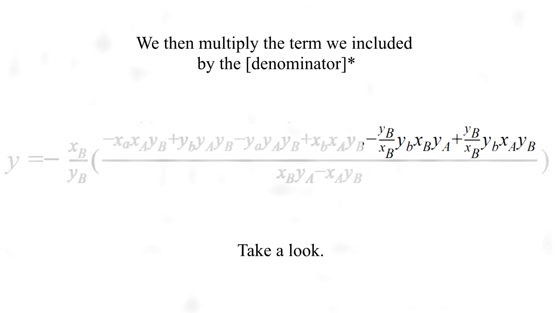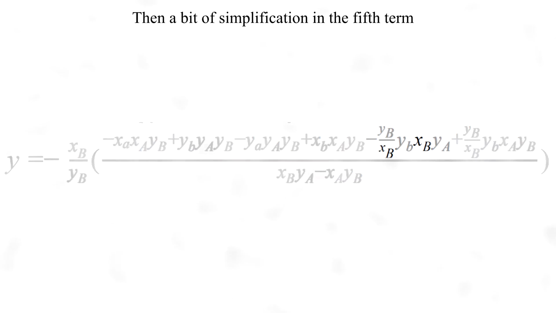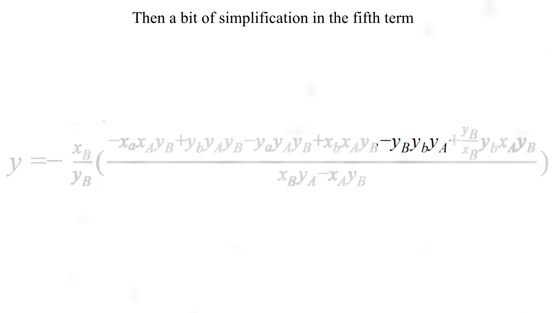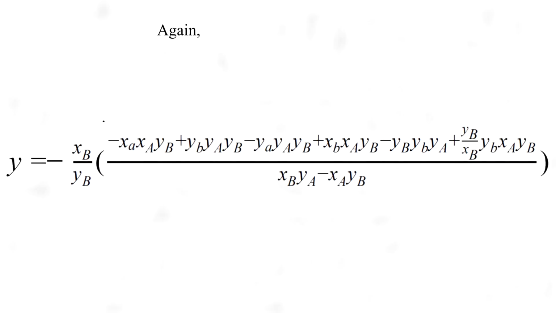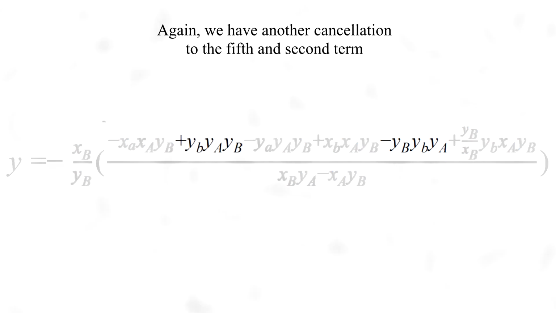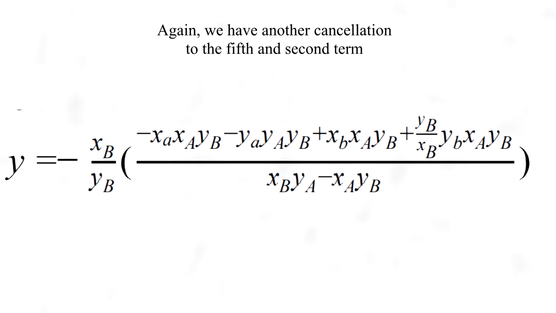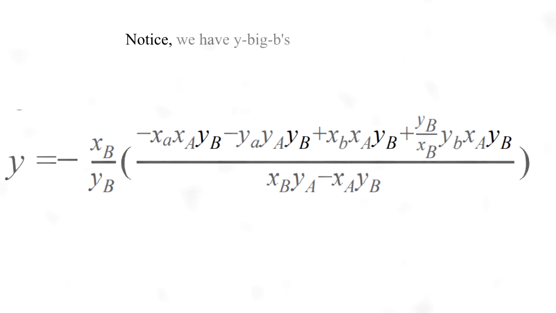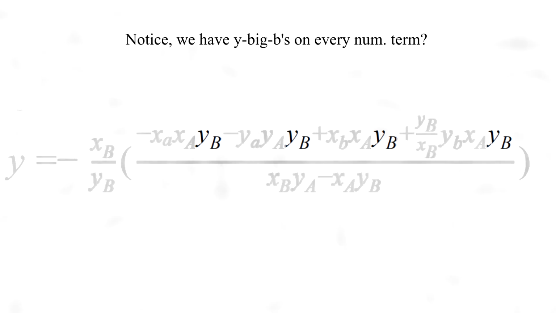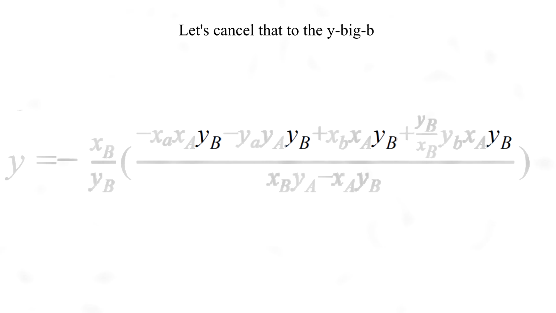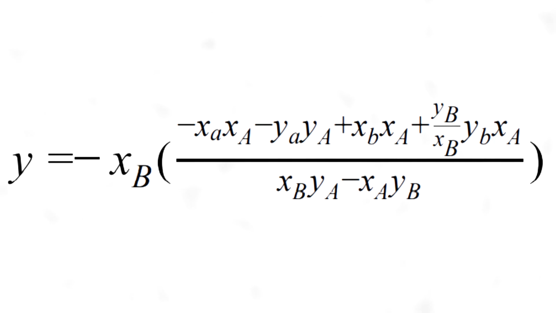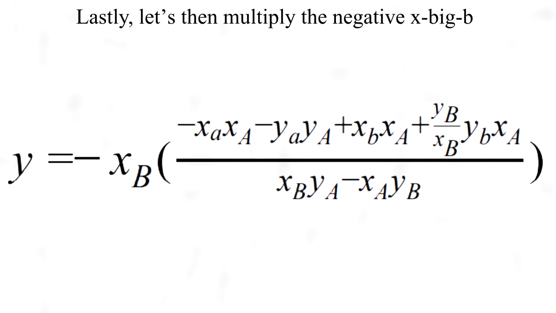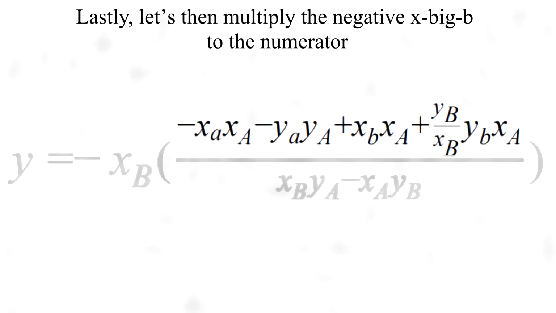Take a look. Then a bit of simplification to the 5th term. Again, we have another cancellation to the 5th and 2nd term. Now notice, we have y big B's on every numerator term. Let's cancel that to the y big B of the outside factor. Lastly, let's then multiply the negative x big B to the numerator.